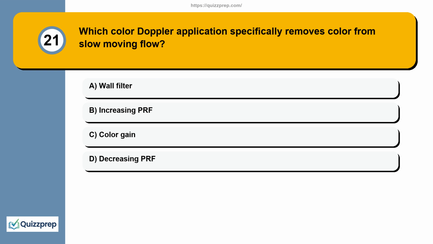Question 21. Which color Doppler application specifically removes color from slow-moving flow? Wall filter, increasing PRF, color gain, decreasing PRF.